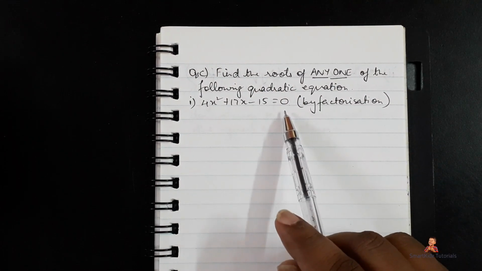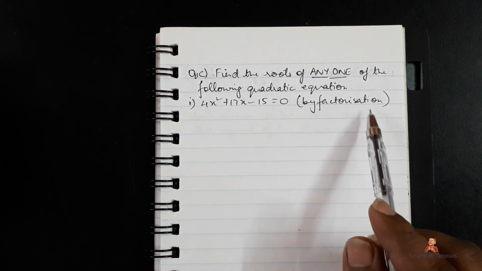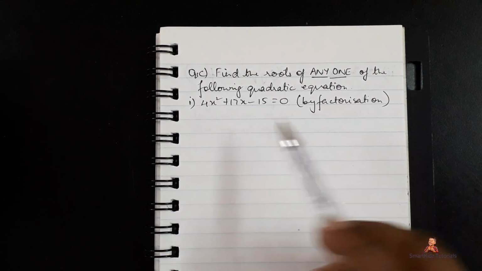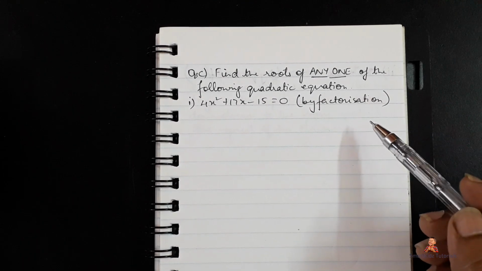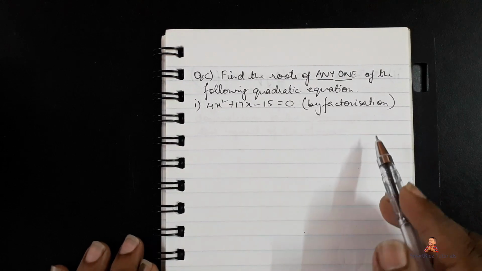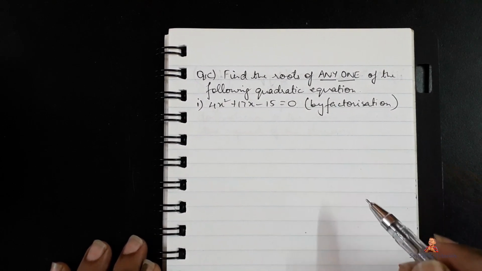Question 1c is finding the roots of any one of the following quadratic equations. You have a choice to answer between whether you would like to solve the quadratic equation by the factorization method or the other one, that is by the quadratic formula method. This question comes for 3 marks. So we'll solve by the factorization method first, and then we'll go on to solve the one by the quadratic formula as well.